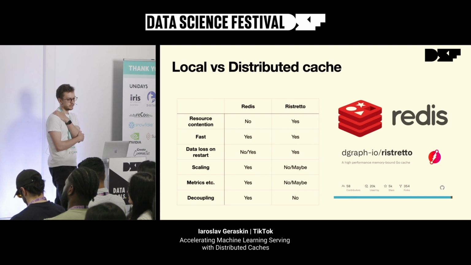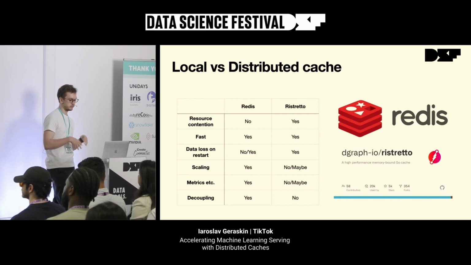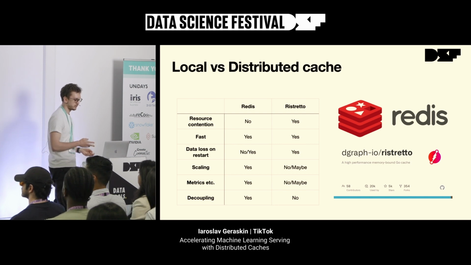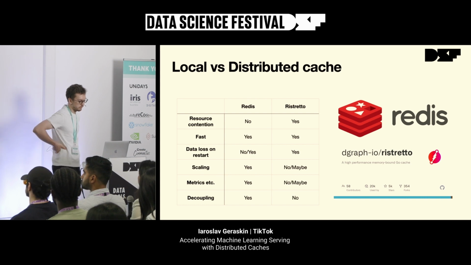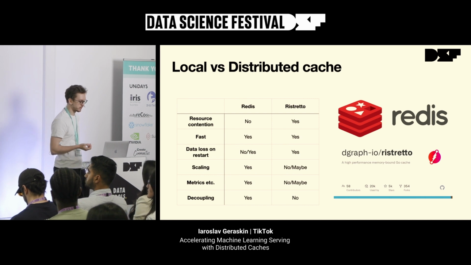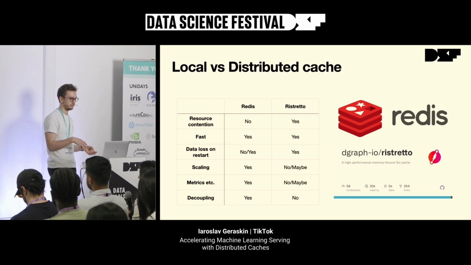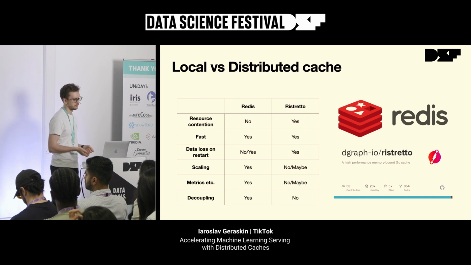And distributed caches have a lot of advantages because that software usually provides a lot of utility things out of the box, such as metrics and decoupling, scaling, and things like that. So the big thing here is decoupling, because when you restart your serving service, you don't lose the data in the cache. Whereas if you use local cache, all the data would be lost when the service restarts, and the cache needs to warm up after restart.